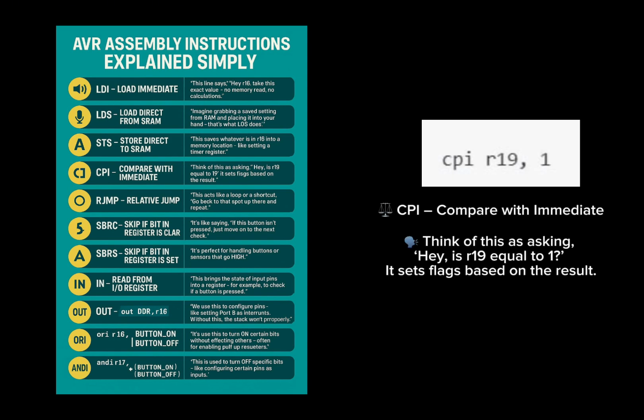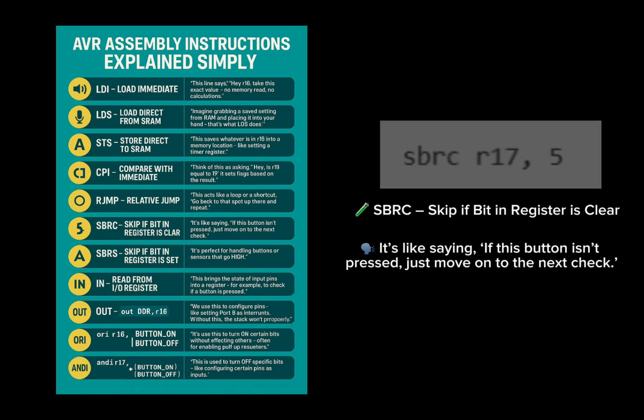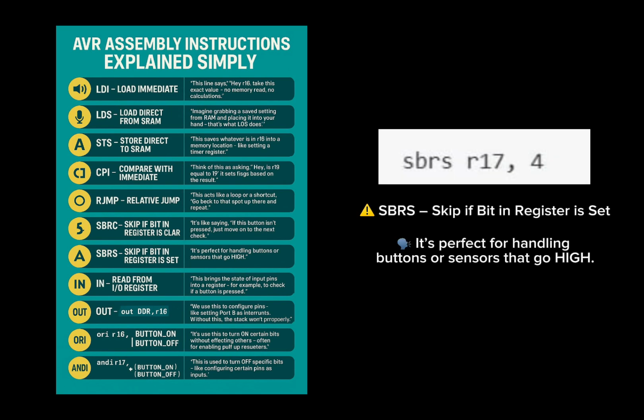Think of this as asking, "Hey, is R19 equal to 1?" It sets flags based on the result. This acts like a loop or a shortcut. Go back to that spot up there and repeat. It's like saying, if this button isn't pressed, just move on to the next check. It's perfect for handling buttons or sensors that go HIGH.